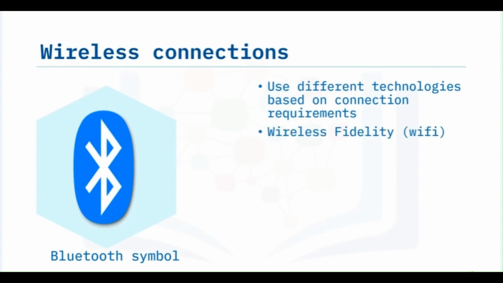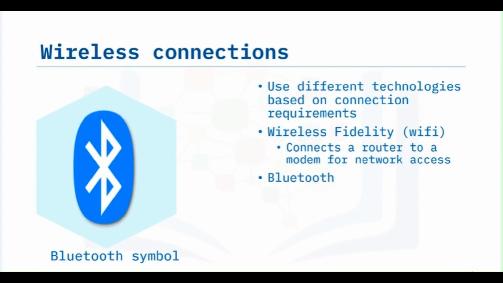Wireless connections use different technologies based on connection requirements. For example, wireless fidelity, or Wi-Fi, is used to connect computers, phones, tablets, smart TVs, and other devices to the Internet. It works by connecting a wireless router directly to an Internet modem. The router acts as a hub for all wireless-enabled devices within a range to connect to a home network and the Internet. Note that newer modems have built-in routers to avoid the need for connecting a separate device.